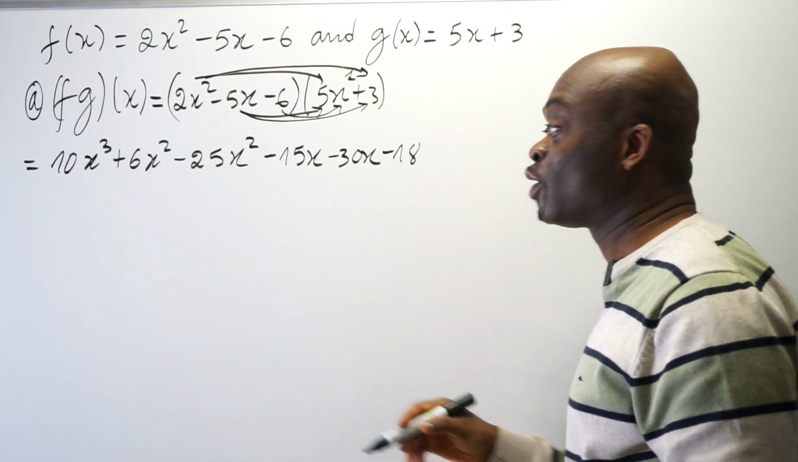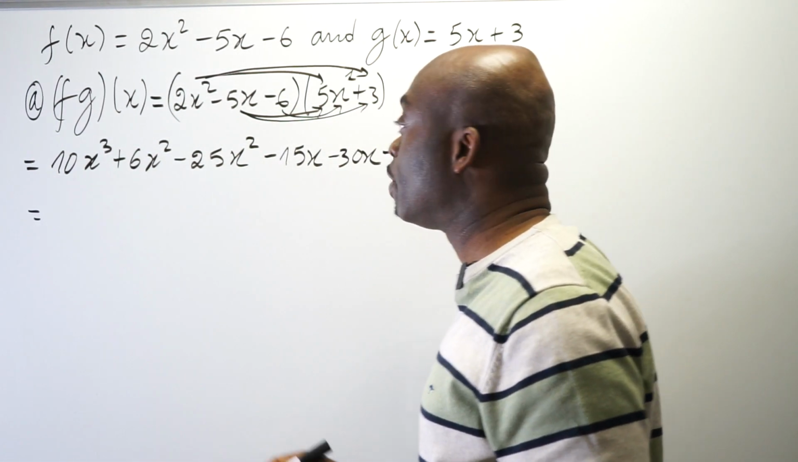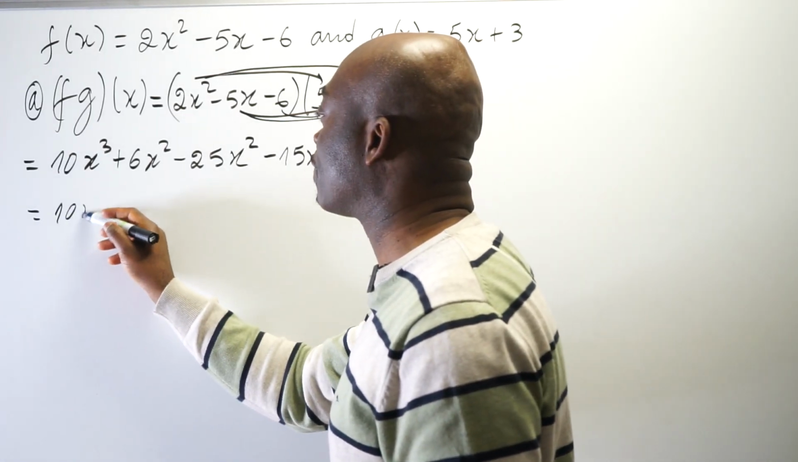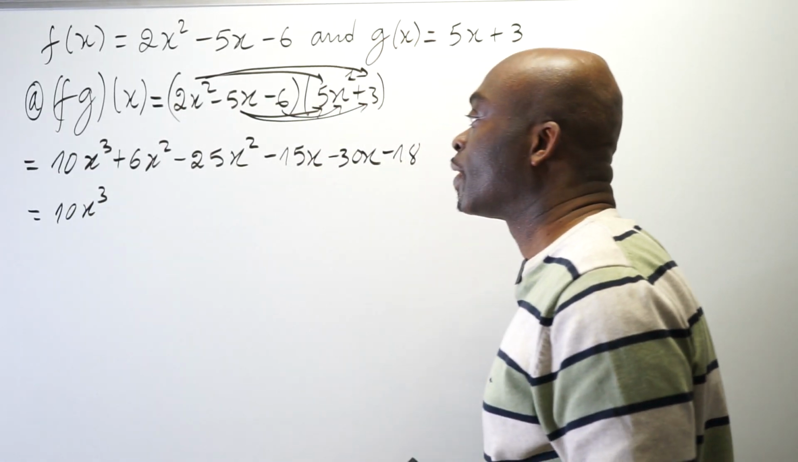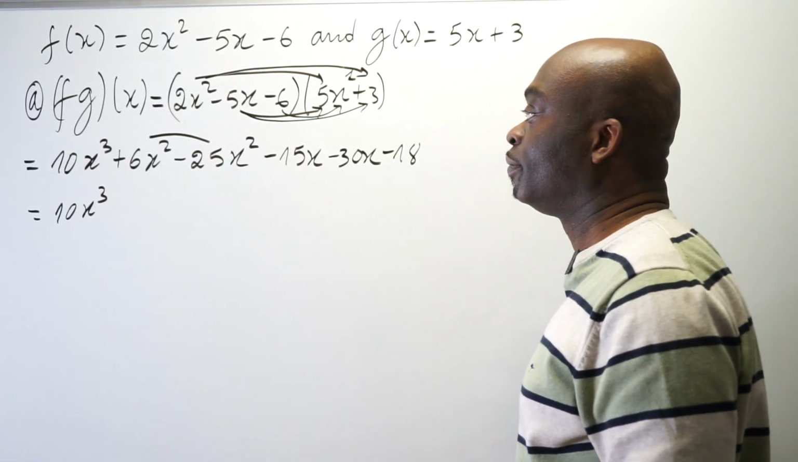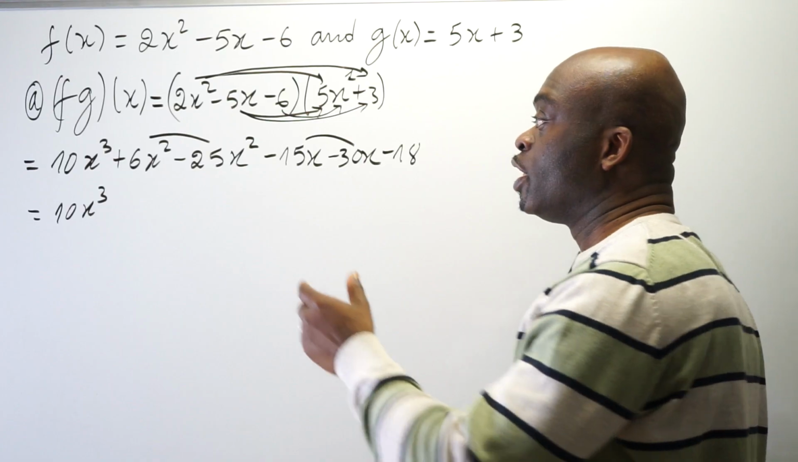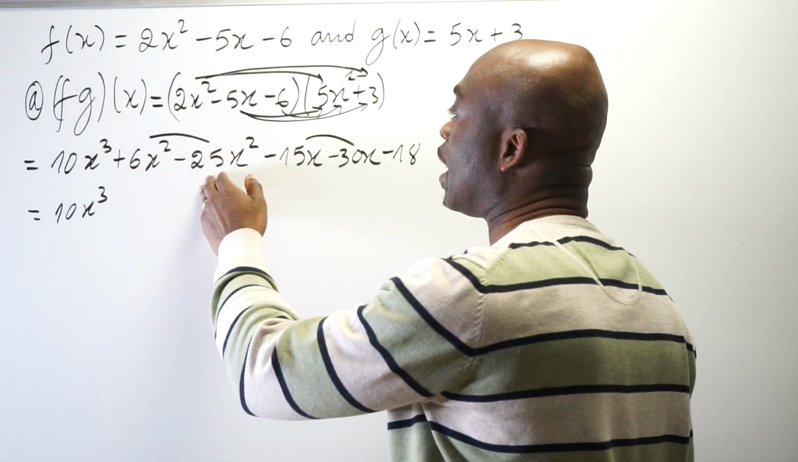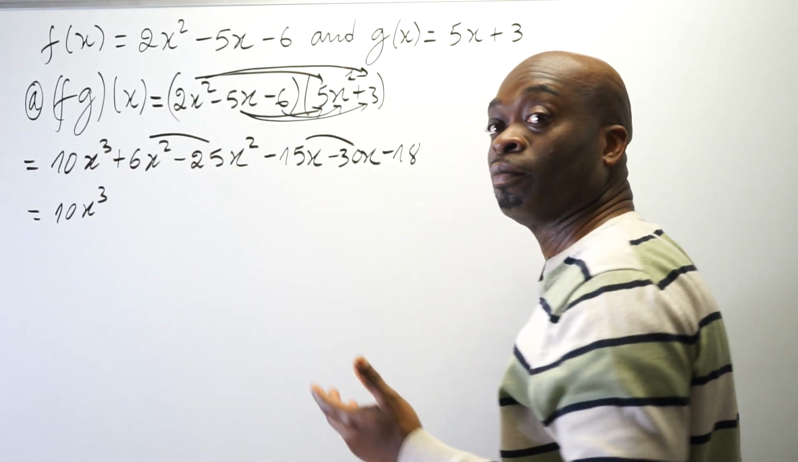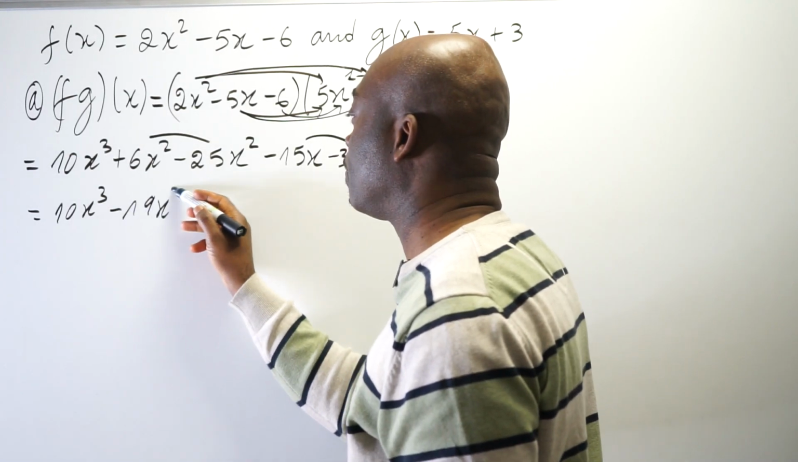Now we got to combine like terms, correct? So 10x to the third has nobody to play with, so we have 10x to the third. Now these two got to be combined together, and these two also got to combine together because they are like terms. So we're doing positive 6 minus 25, so that will give us negative 19, x to the second power.